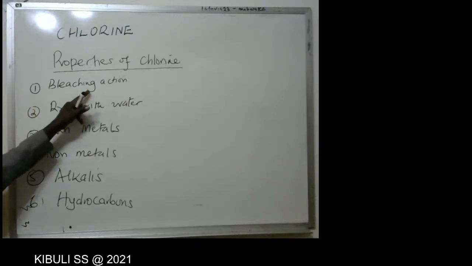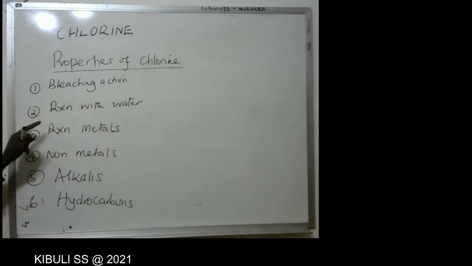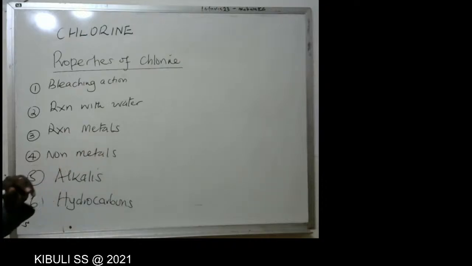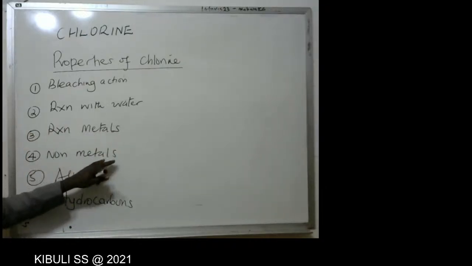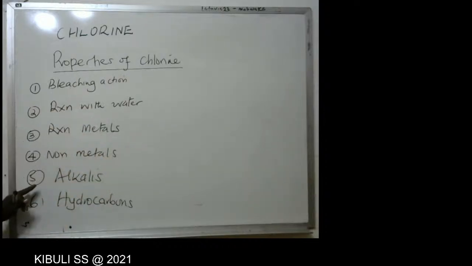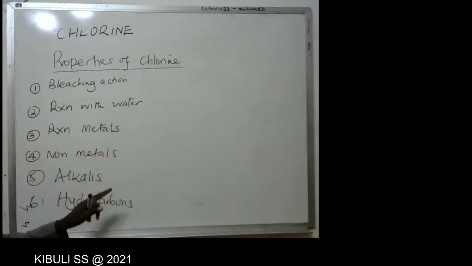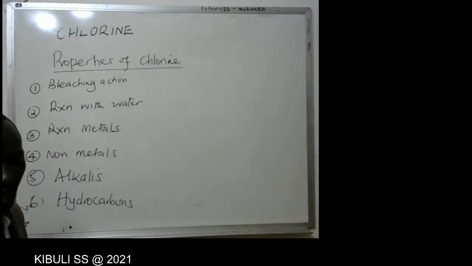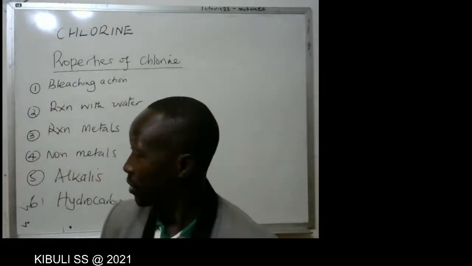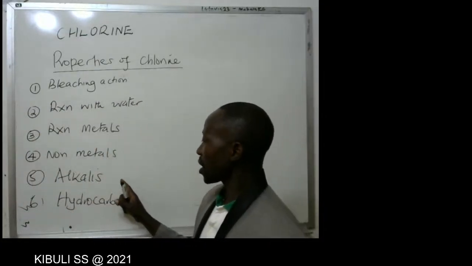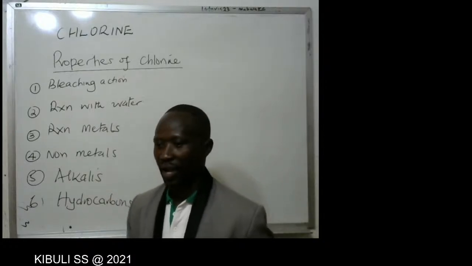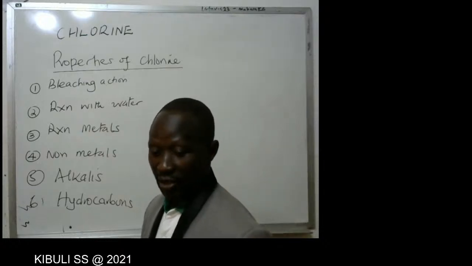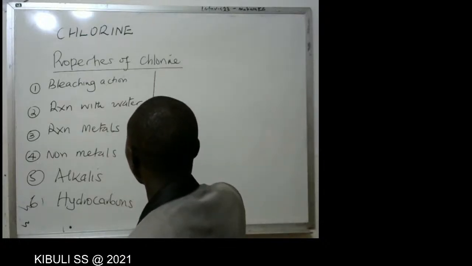Number 1 is bleaching action. Number 2, reaction with water, reaction with metals, reaction with non-metals, we shall see what they are, reaction with alkalis, especially sodium hydroxide and potassium hydroxide, and its reaction with hydrocarbons. I hope you do remember the definition of a hydrocarbon. We shall see at the right time, at that moment.